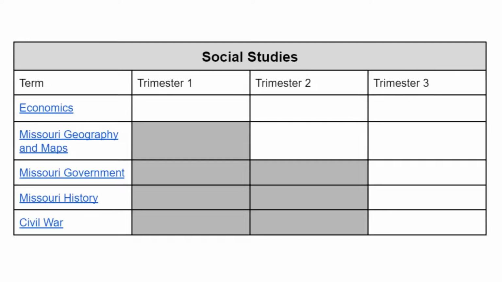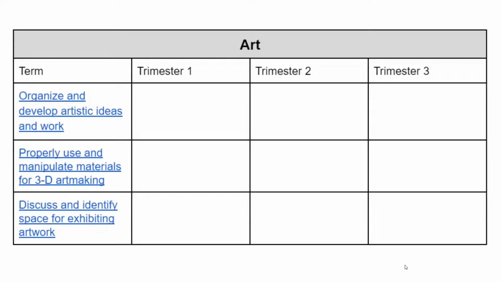Usually we have 4 or 5 units in social studies, where we'll have economics. We'll have civics, which is our government. This one in third grade is Missouri government. We'll have geography. Third grade is where Missouri history and Missouri geography hits. And then, of course, we'll have a history component, which in this one is Missouri history and the Civil War. And then the next 3 slides are related arts.